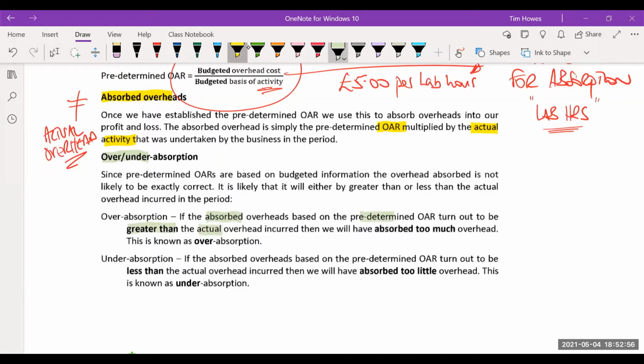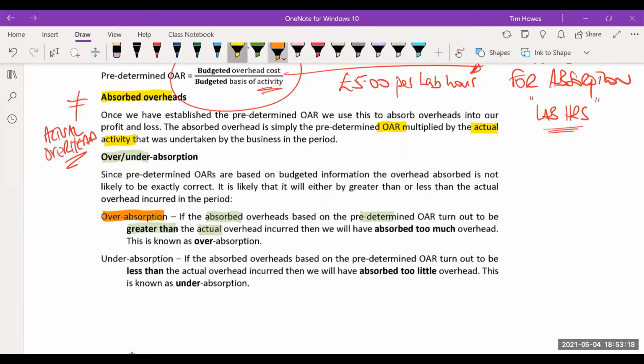That's too much. You've over absorbed. Okay, so the management accountant has sat there and theoretically has accounted for more flour and batter than we actually did have. And we call that over absorption. Okay, and that's a process of actual versus a predetermined budgeted rate.